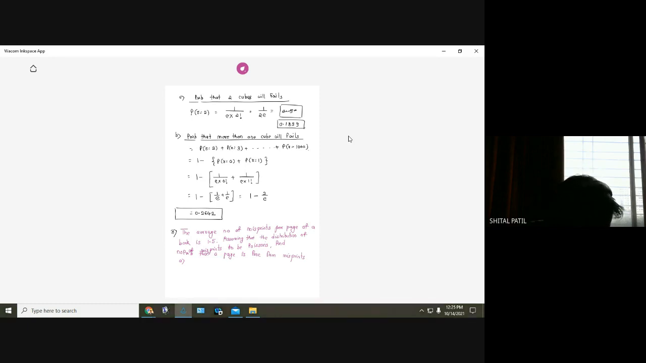And B part, number of pages containing more than one misprint if the book contains 900 pages. Book contains 900 pages. Okay.